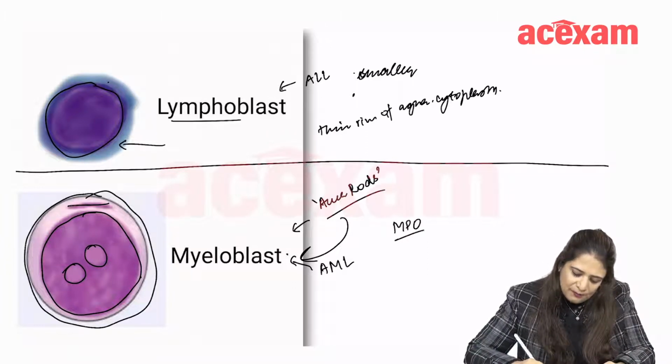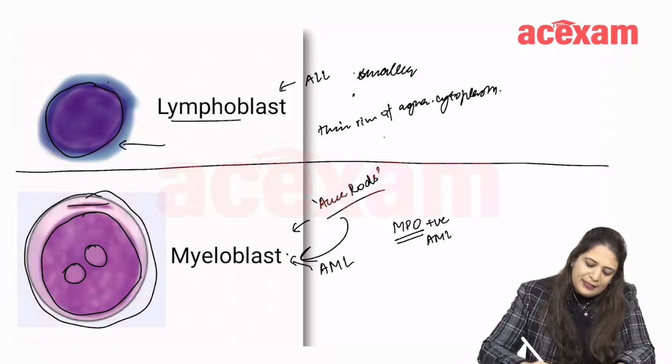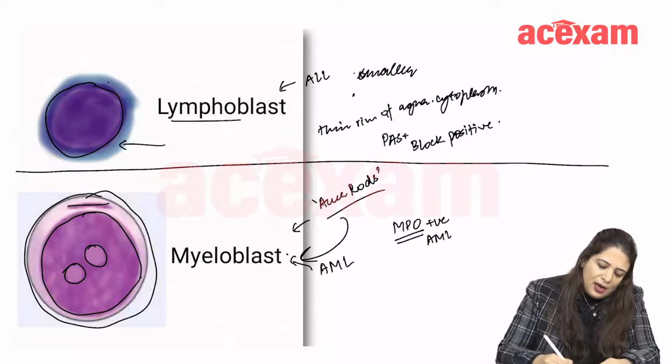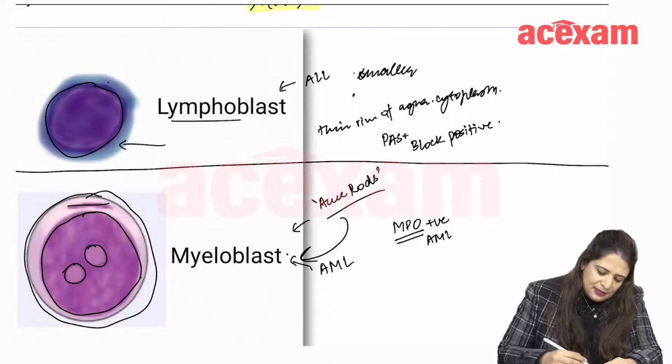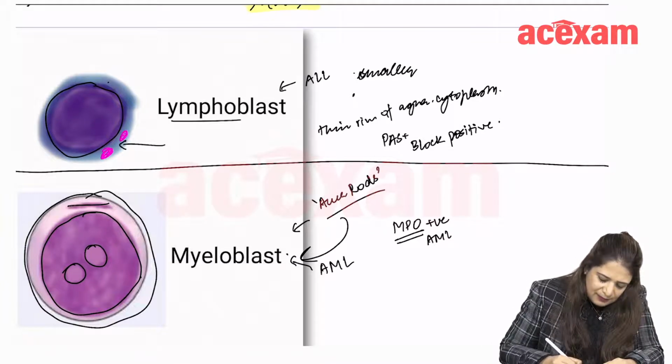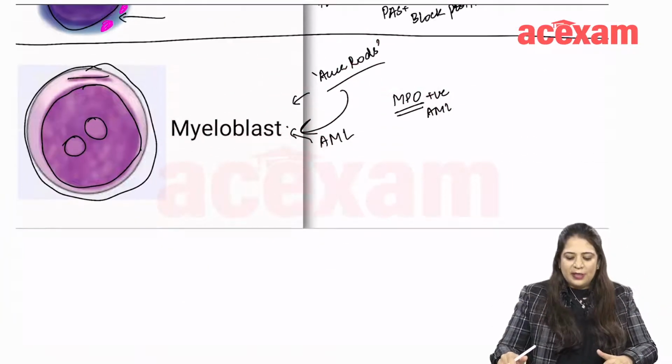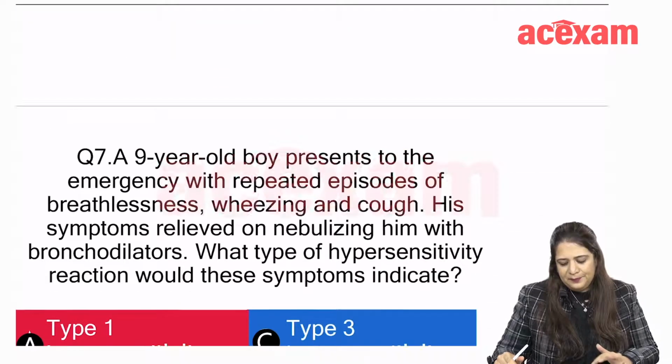Cytochemistry: I told you MPO is positive in AML, whereas PAS positivity, especially block-like positivity, is seen in lymphoblasts. And what color does this PAS positivity give? It gives pink block positivity at the periphery. So these points are good to revise.